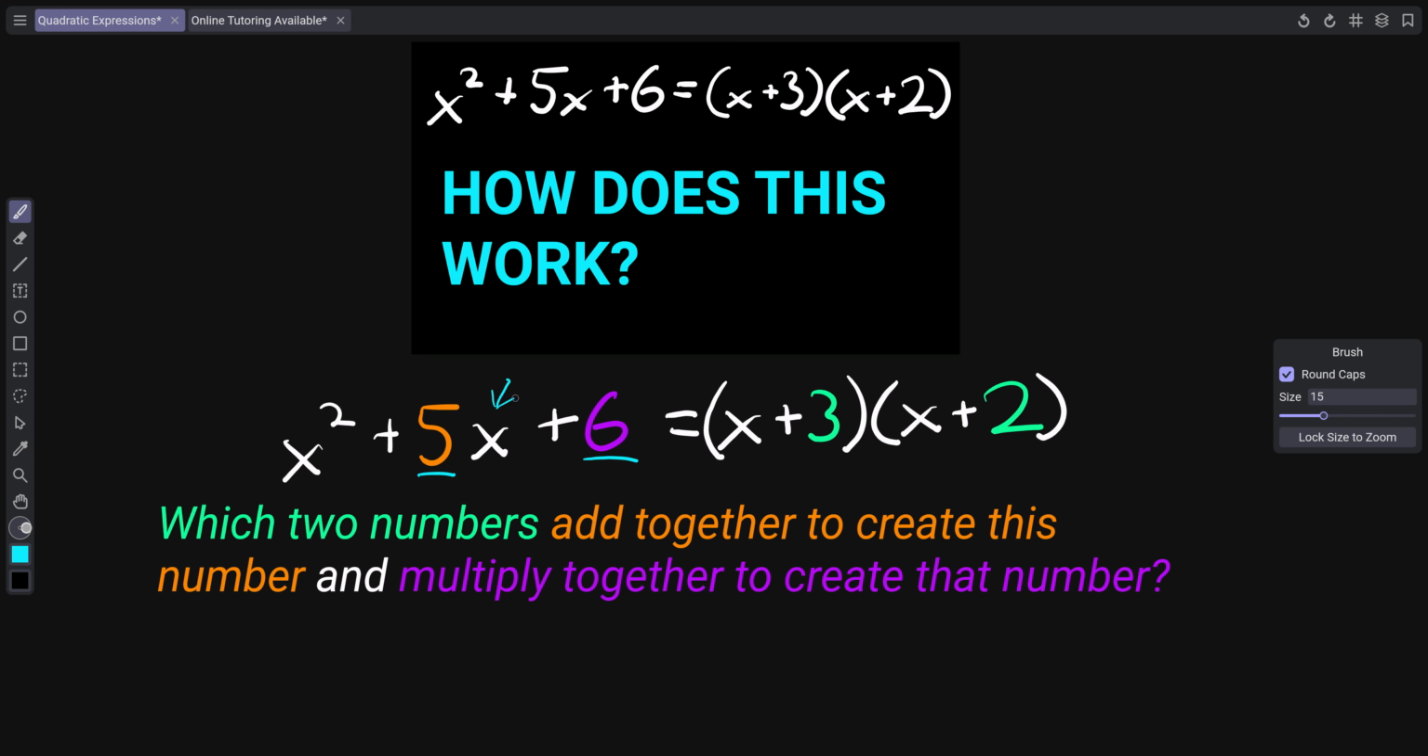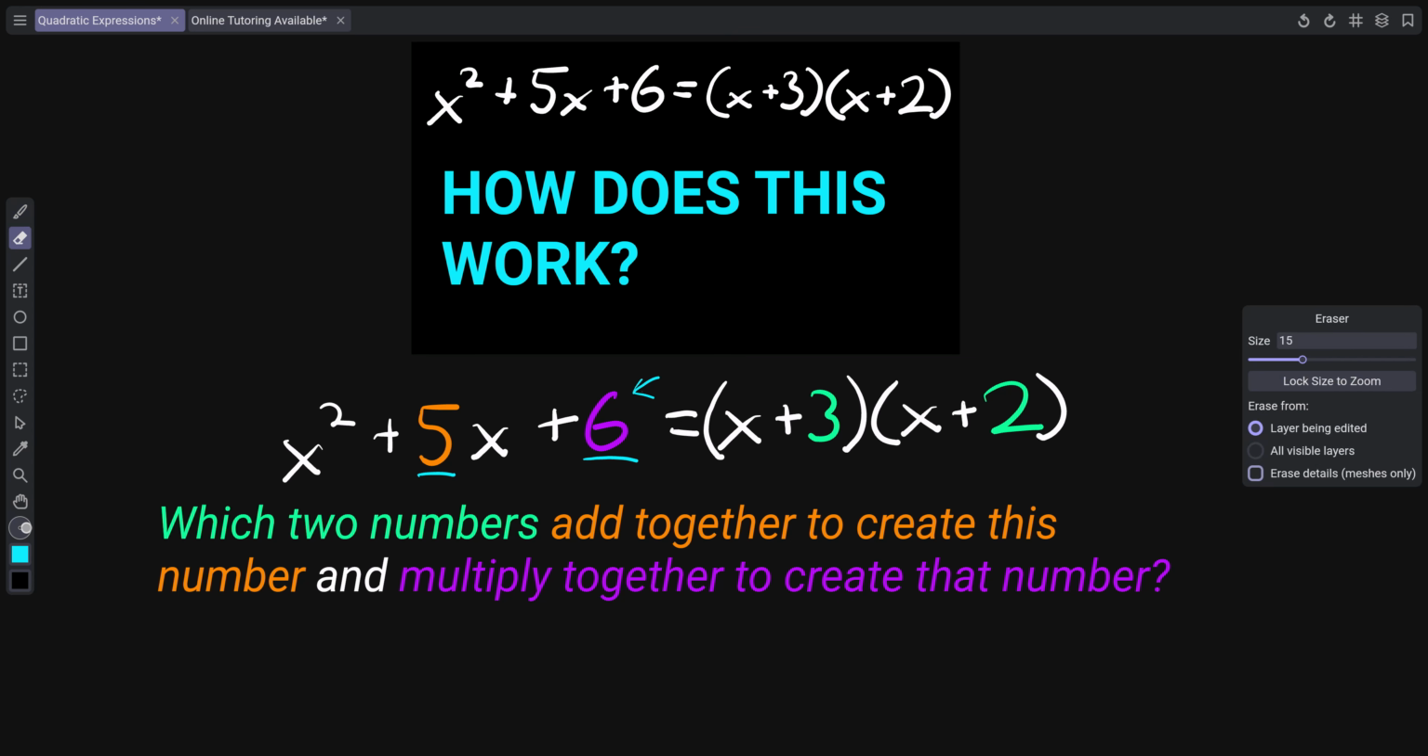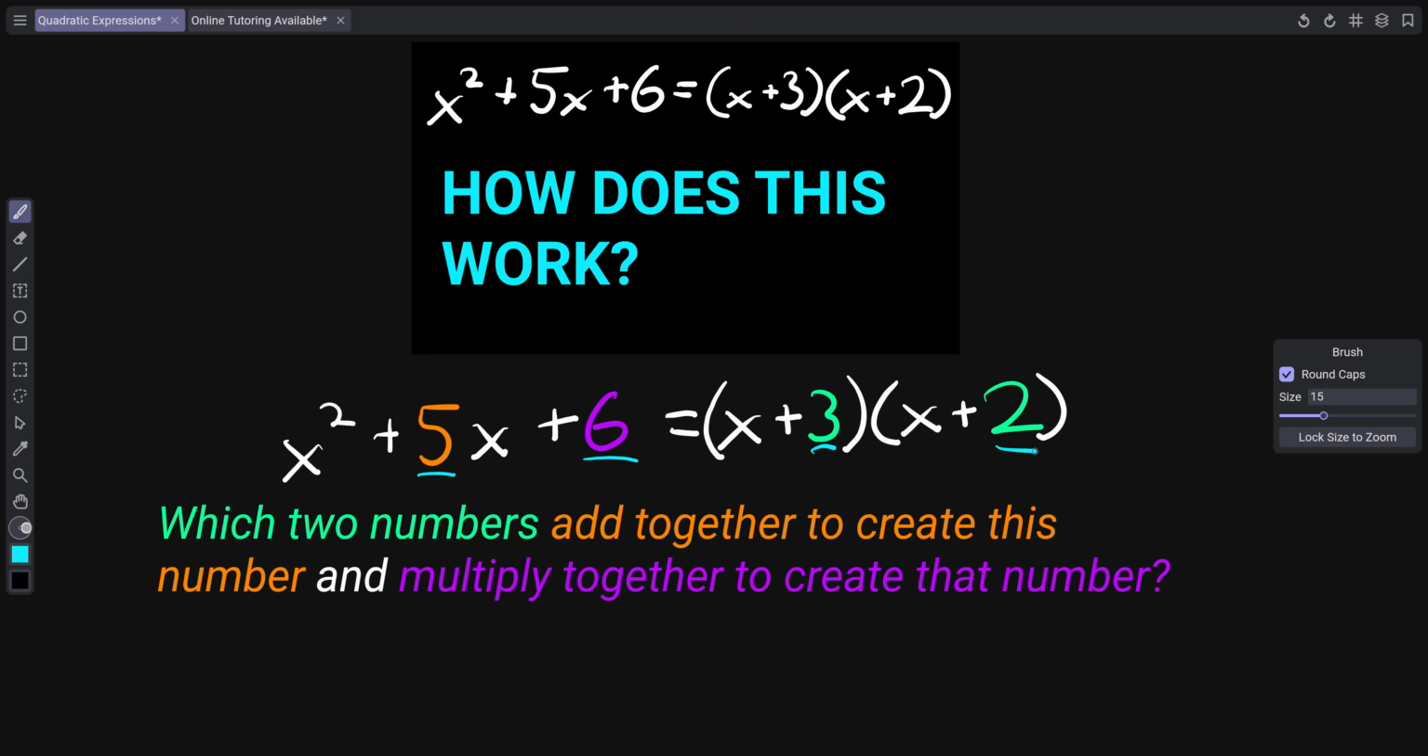And the number that has the x is the number you want to find out what you can add to get. And then the number that doesn't have an x next to it, so that would be the constant, that's the number you want to see what you can multiply to get. And then whichever two numbers add up to 5 and multiply to create 6, these are the two numbers that you're going to use here and here. And in that case, it's 3 and 2.